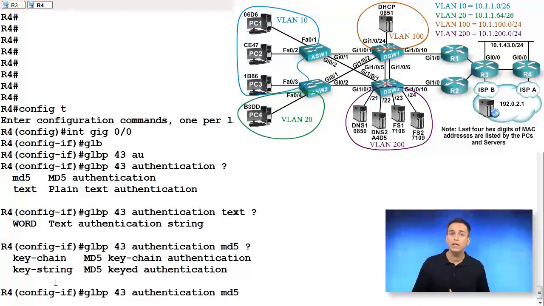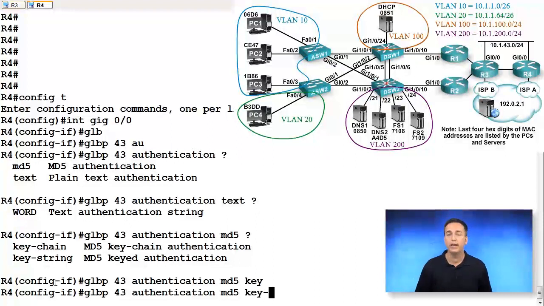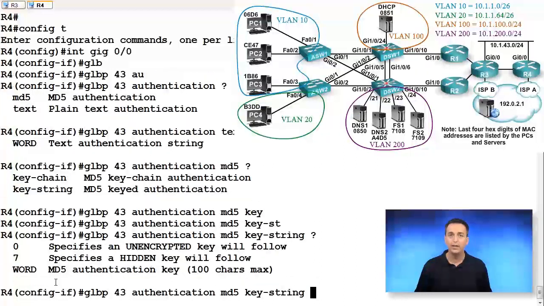So if we are using key chains, you specify the key-chain keyword, and then you indicate what key chain you want to use. Or you can set up a key string right here that will be used as part of the process to come up with the hash that will be sent over the network. With the key string, you specify your authentication key. It's 100 characters max. It's going to have to be the exact same key that is utilized on R3's interface. So let's just use a key string of Cisco here, just for fun.